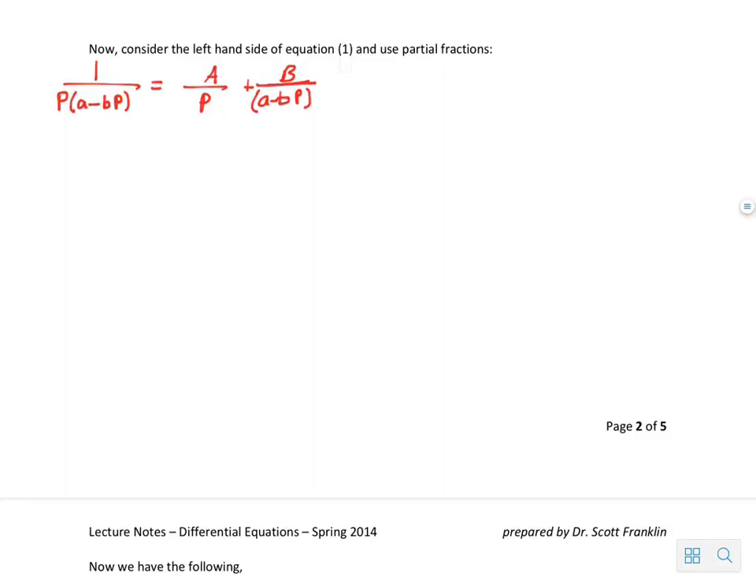I've got to find my capital A and my capital B. What would I do first? Multiply through by that denominator. So I write this as 1 equals, and then the p cancels, and I'm left with A times a minus bp plus, and the a minus bp cancels, and I'm left with B times just p.